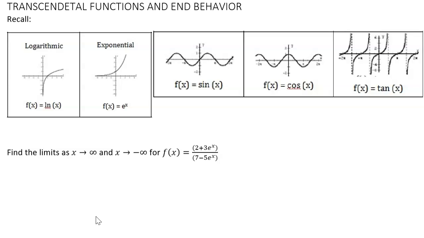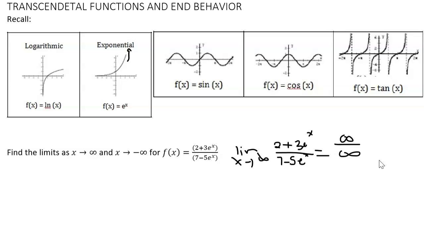So the first example, we're going to find the limits as x approaches infinity and x approaches negative infinity for f of x equals (2 plus 3e^x) over (7 minus 5e^x). First thing we want to note is if we took the limit as the function is written, 2 plus 3e^x over 7 minus 5e^x, we would get 2 plus infinity over infinity, since exponential functions approach infinity. And so that is not helpful to us, does not really let us know what our limit is.